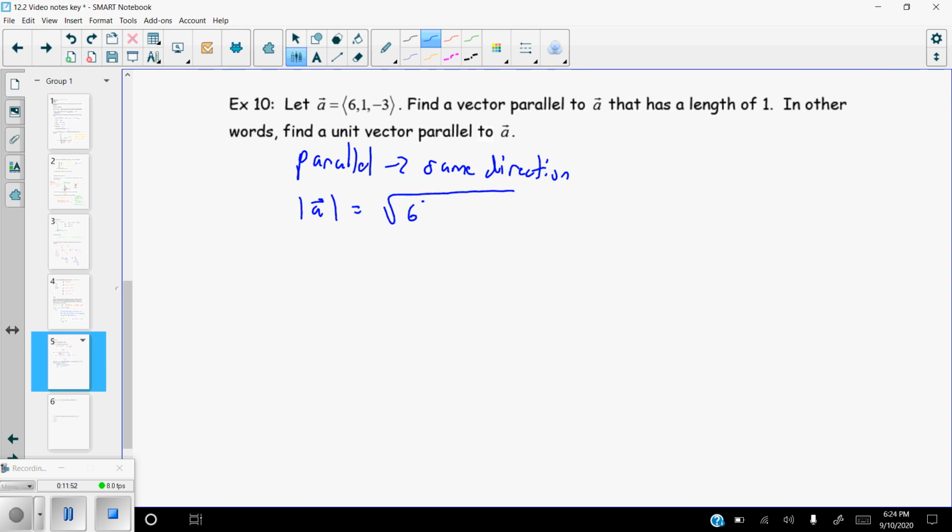So let's see, 6 squared plus 1 squared plus negative 3 squared. That's 36 plus 1 more is 37, plus 9 more is 46. So this thing has a magnitude of the square root of 46. Well, how do I make vector A a unit vector then? I'm going to divide it by its magnitude. To make it a unit vector, I'm going to call this U. As a matter of fact, let's change colors there. We're going to call this vector U.